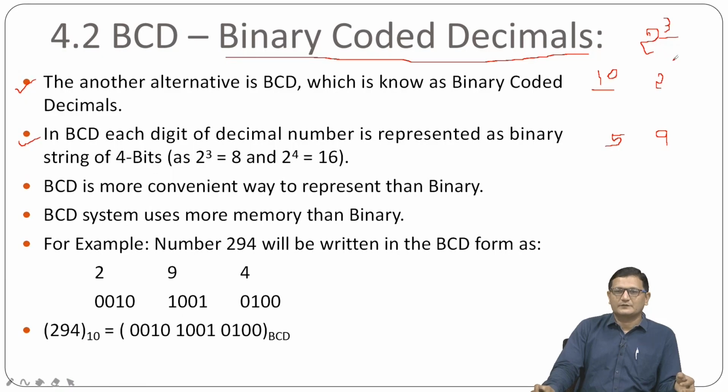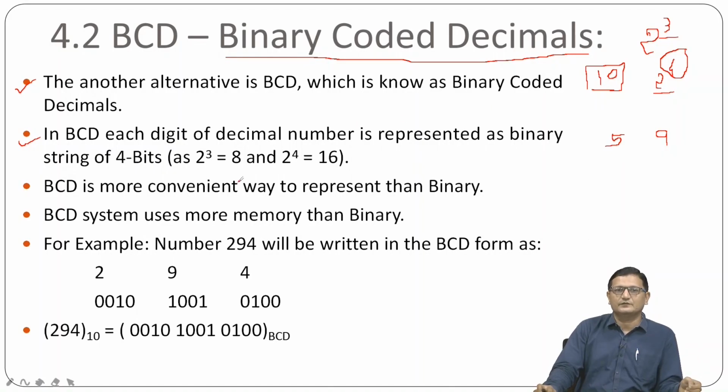2 raised to 4 is what? With the help of 4 bits you can represent 2 raised to 4, that means 16 symbols. And in the decimal number system, how many symbols do we have? We have only 10 symbols, okay? So we need to use 4 bits to represent 1 digit of the decimal number system, right?